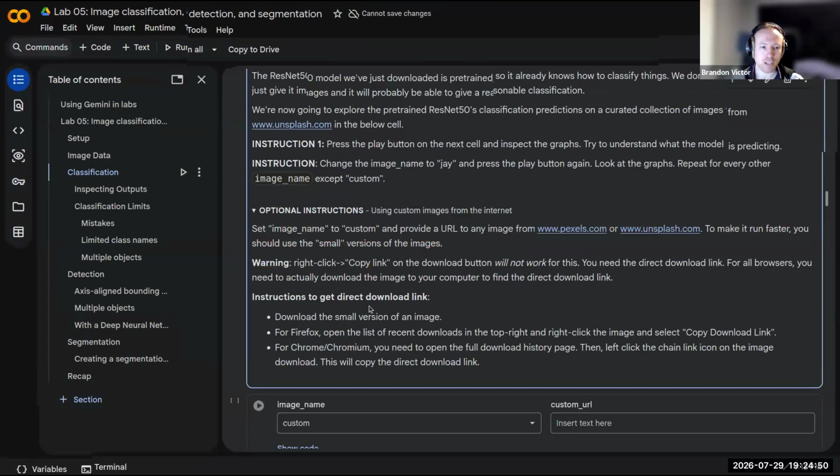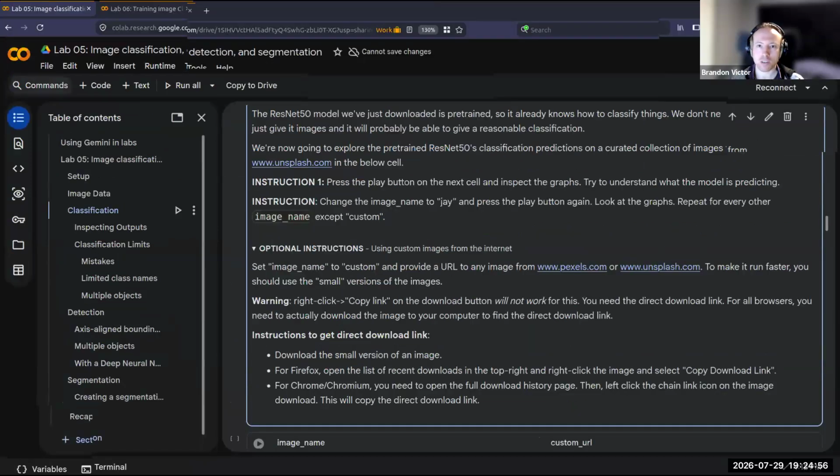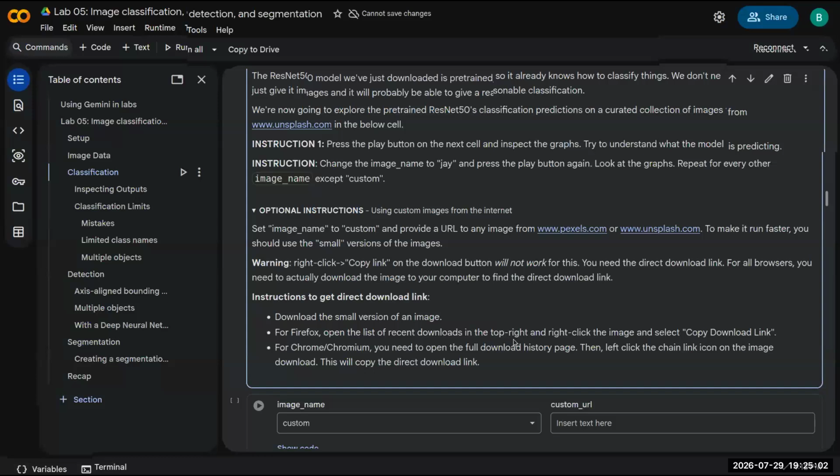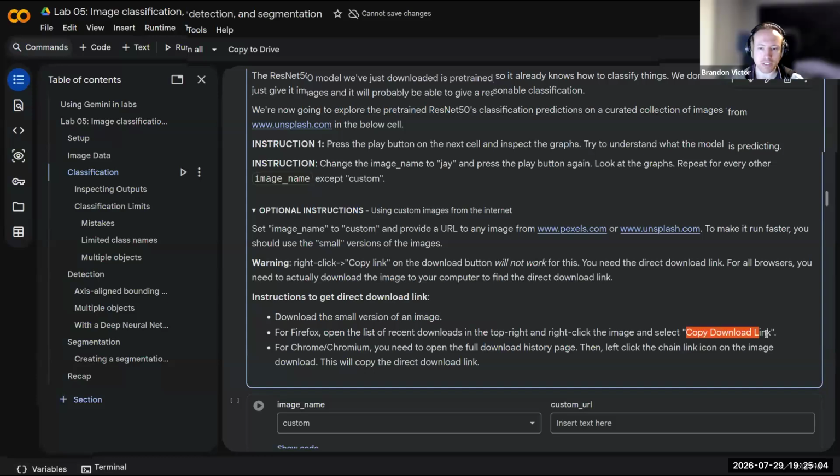You've got to make sure you get the direct download link. For Firefox, that's up here. You'll get a download thing around here if you download something. Then you have to right click it and select copy download link. So you have to have downloaded it, and then copy the download link after you've downloaded it.